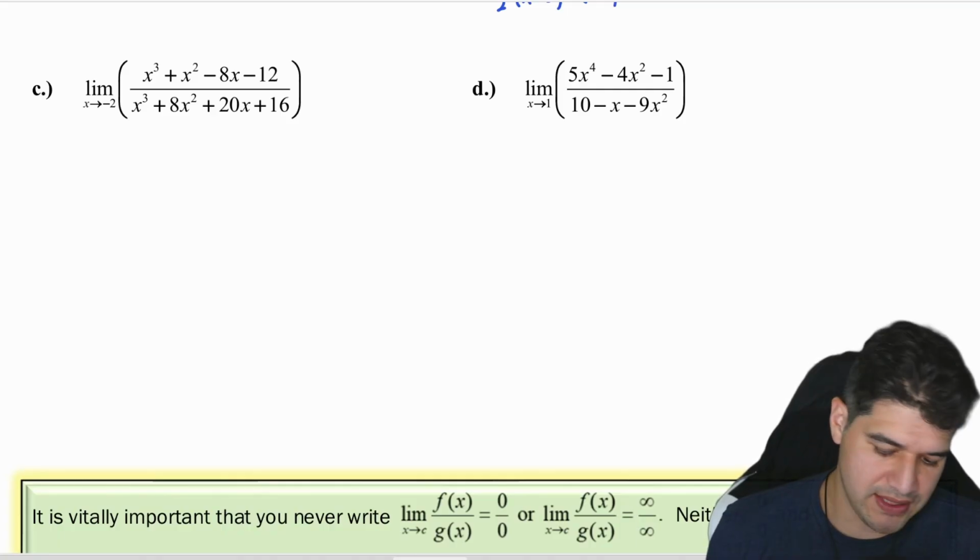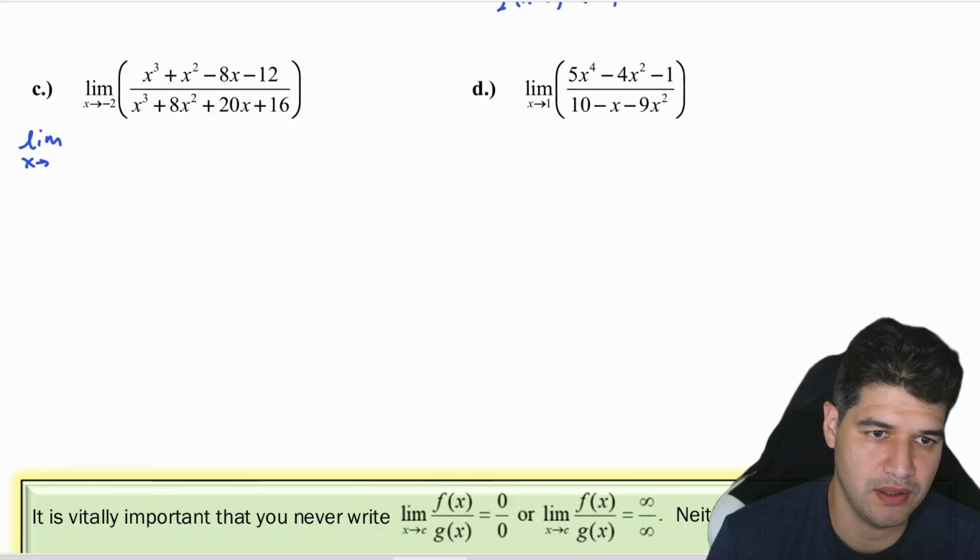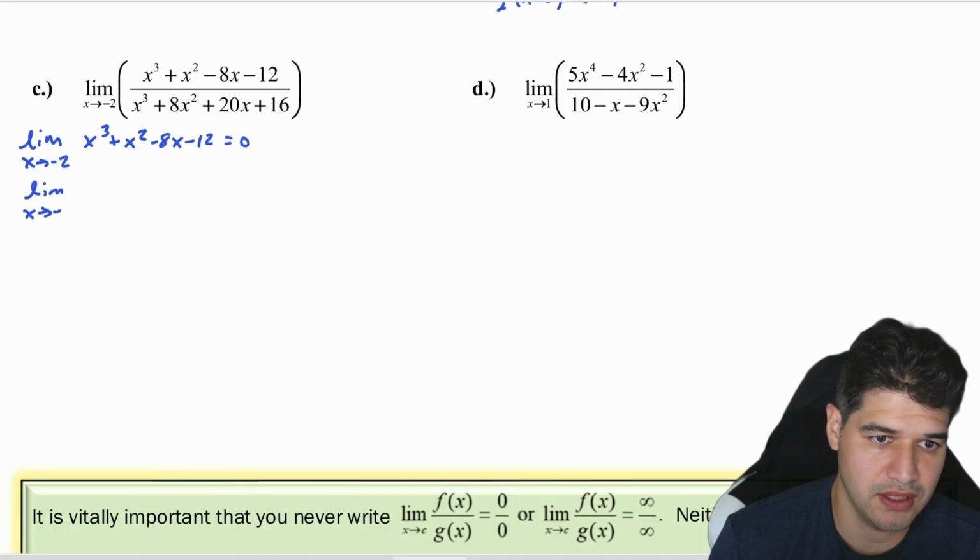It's only for these indeterminate forms. So let's go ahead and do this. The limit as x approaches -2 of this numerator, so that's going to be x cubed plus x squared minus 8x minus 12, equals 0. And the limit as x approaches -2 of x cubed plus 8x squared plus 20x plus 16 also equals 0.